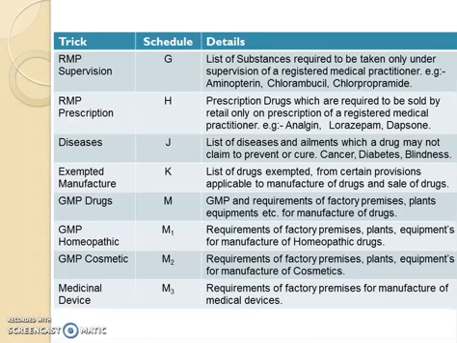Trick to memorize these. G. RMP supervision. RMP stands for Registered Medical Practitioner. H. RMP prescription. J. Diseases. K. Exempted manufacture. M. GMP drugs. M1. GMP homeopathic. M2. GMP cosmetic. M3. Medicinal devices.